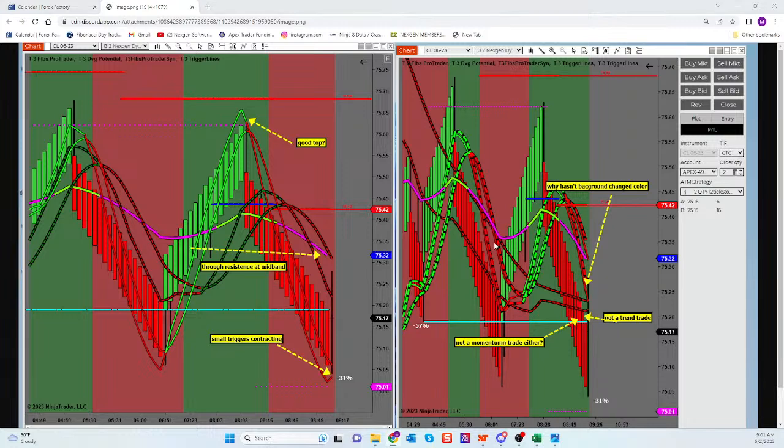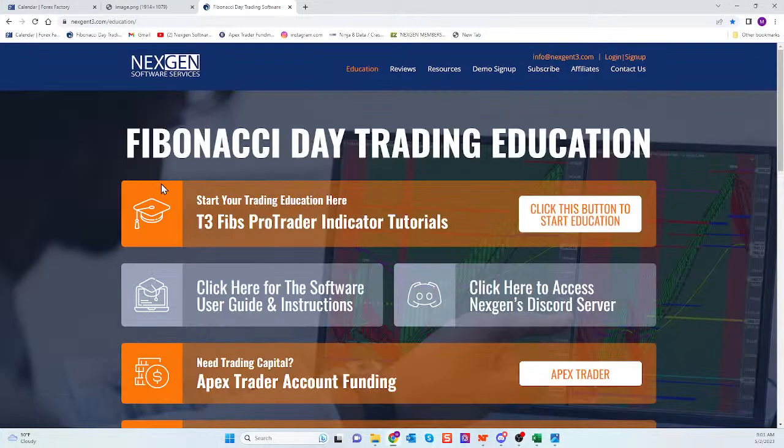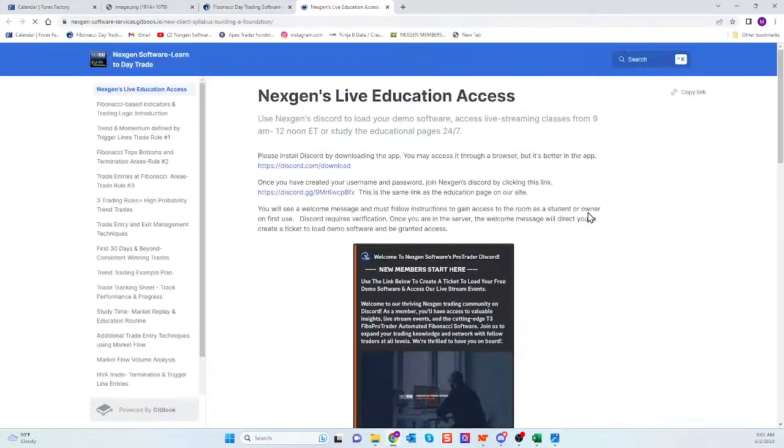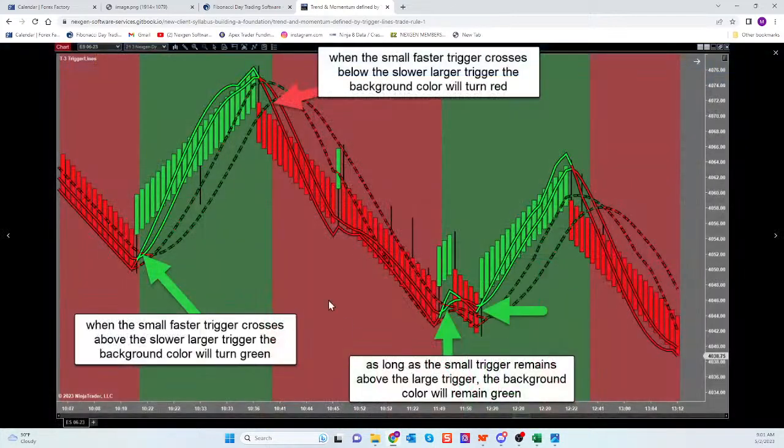So David, the background hasn't changed because the background changes when the small triggers break through the large. Let me show you a picture of it. But that's a great safeguard, right? If you're looking for momentum, the only way to have momentum is if your smalls are above the large for an uptrend, below the large for a downtrend. So when those smaller triggers cross above the large triggers, that's when your background turns green. When they cross below, that's when it turns red.